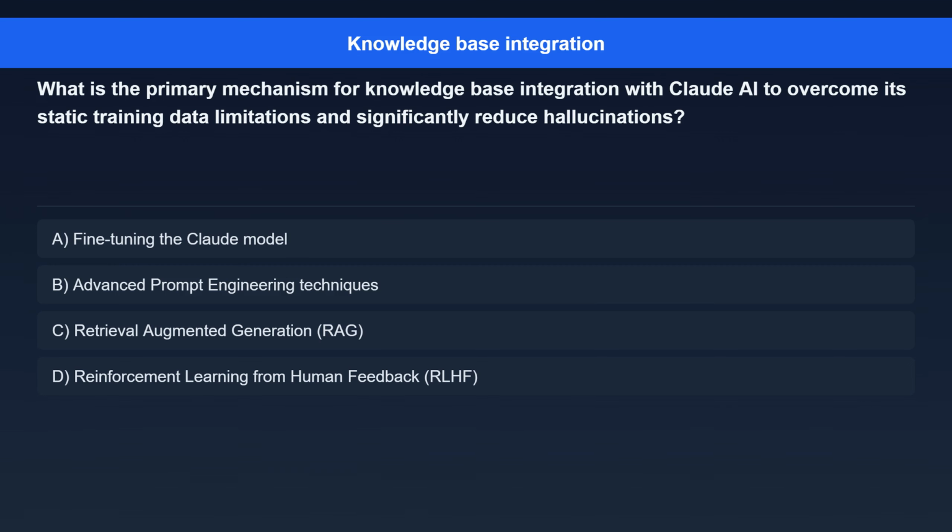Question 1. What is the primary mechanism for knowledge base integration with Claude AI to overcome its static training data limitations and significantly reduce hallucinations? Option A. Fine-tuning the Claude model. Option B. Advanced prompt engineering techniques. Option C. Retrieval augmented generation, RAG. Option D. Reinforcement learning from human feedback, RLHF.